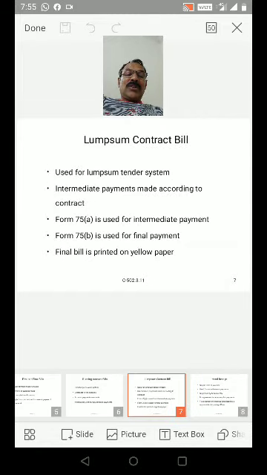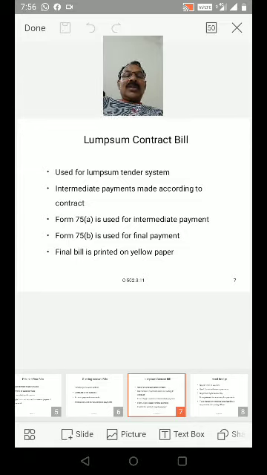Lump sum contract bill: form 27A is used for intermediate payment, and form 27B is used for final payment, instead of 75A and 75B. The lump sum contract bill is used for the lump sum tender system. Intermediate payments are made according to the contract, form 27A, not 75A. Form 27B, not 75B, is used for final payment. The final bill is printed on yellow paper.